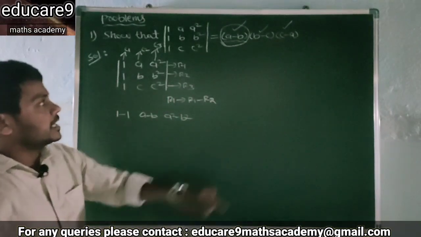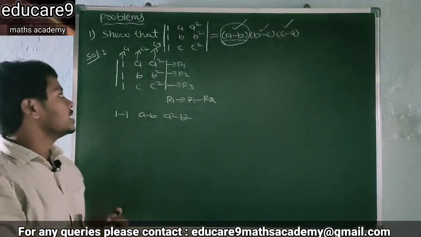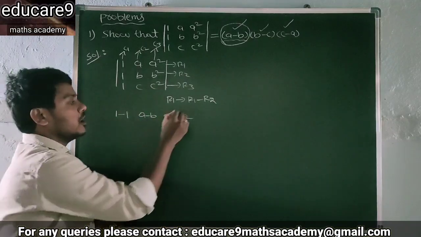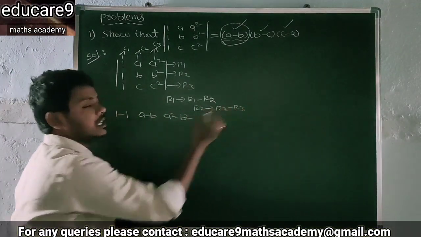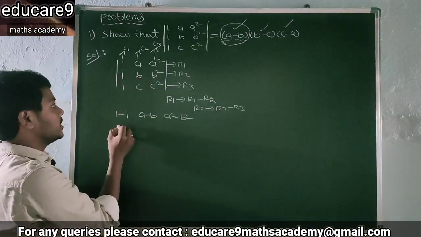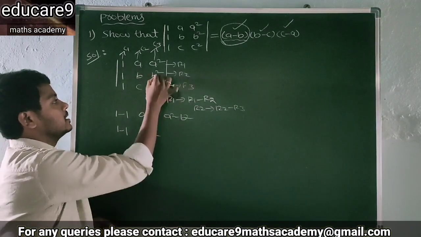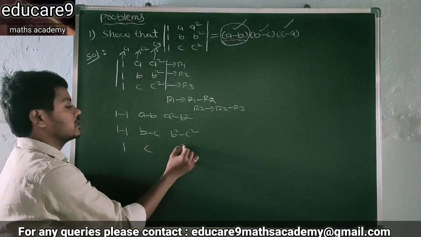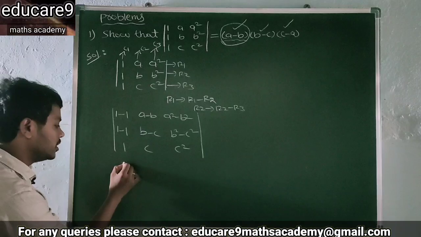Okay. So see the next one, b minus c. So how to get b minus c? See here, R2 is 1, b, b square, R3 is 1, c, c square. If we do R2 implies R2 minus R3, clearly you will get b minus c. So that is 1 minus 1, b minus c, b square minus c square. And the third row stays 1, c, c square.